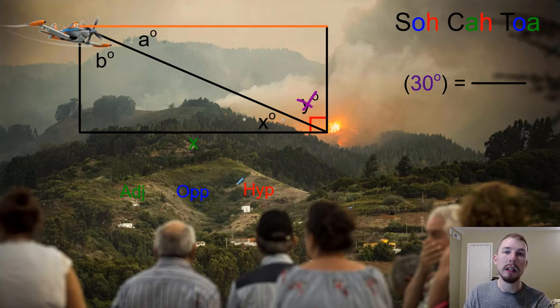Which angle is going to be an angle of depression? From Dusty Crophopper's eye level, looking down would be angle A. Angle B is measured off of the vertical line. We don't use angle B either.